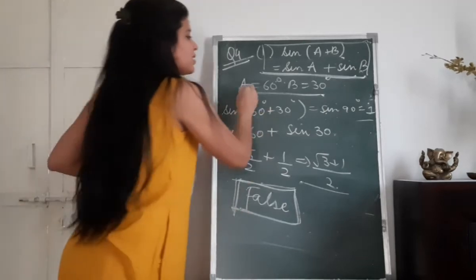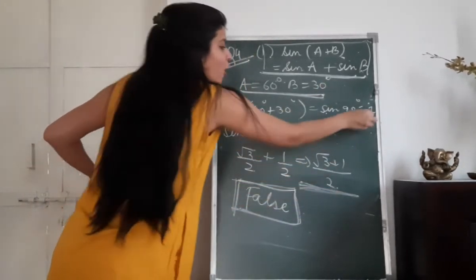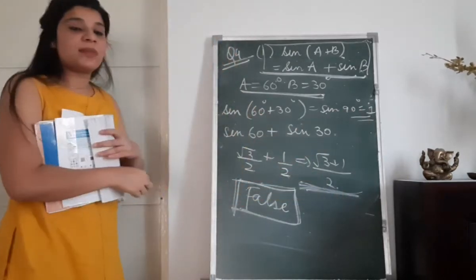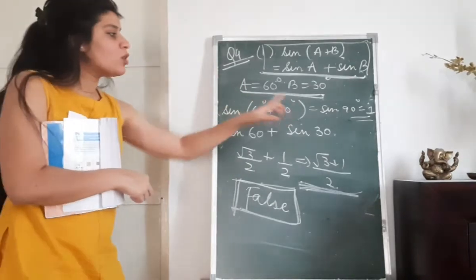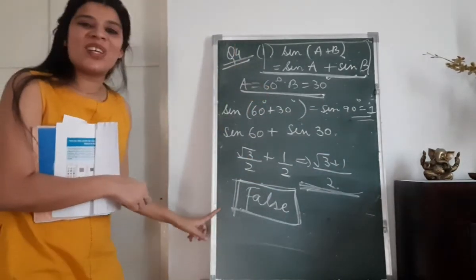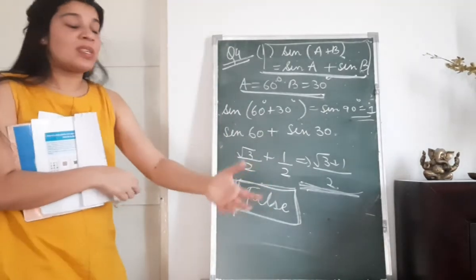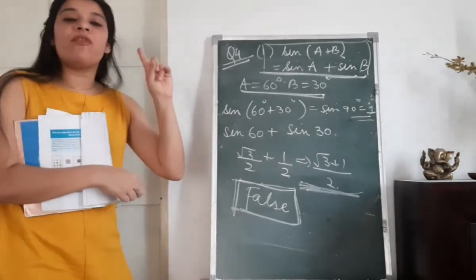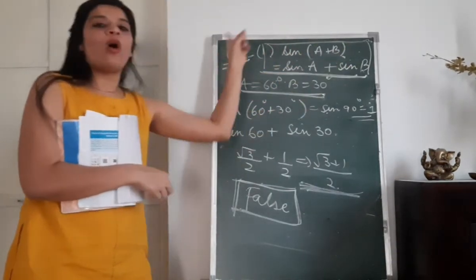I have taken the first values, 60 and 30 degree, and I am getting my answer as false because LHS is not equal to RHS. But suppose LHS is equal to RHS for some random values, then I can't just write my answer as true in the first go. I have to check it for multiple values, because if this statement is correct for one value, that doesn't mean it is going to be correct for all the values.